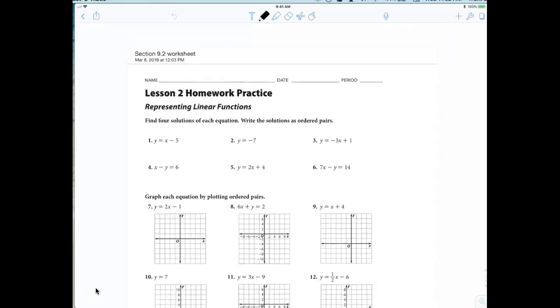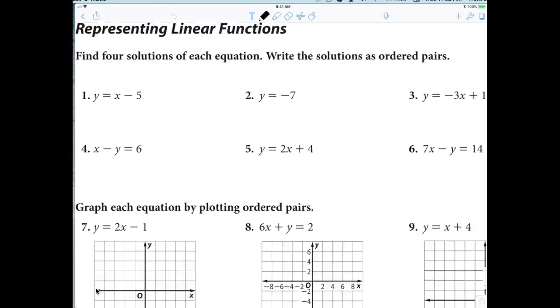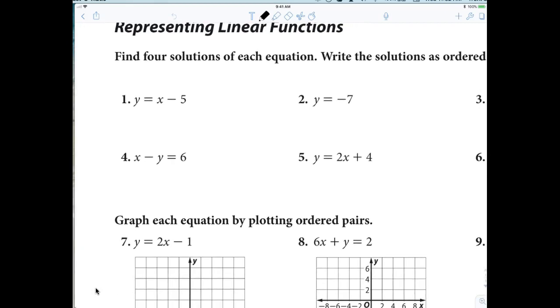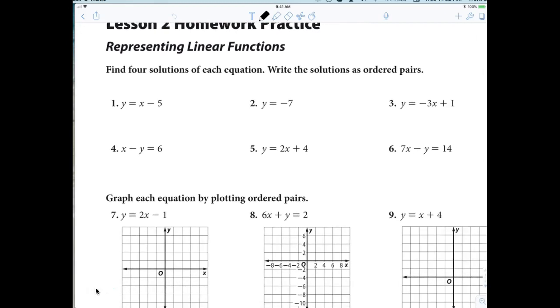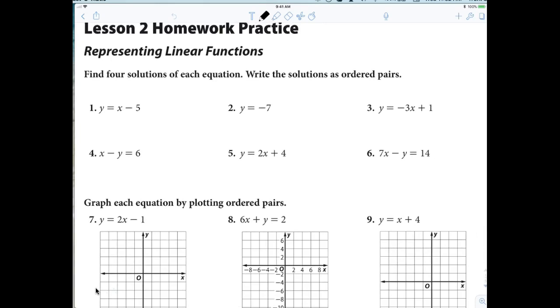All right, let's look at question number 1. First, it says find 4 solutions of the equation. And then they want you to write the solution as ordered pairs. Instead of writing the solution as ordered pairs, I'm going to change it. We're going to write it in a what, guys? We're going to write it in a table. All right? Everybody's got to pay attention now. Here's what my table looks like.